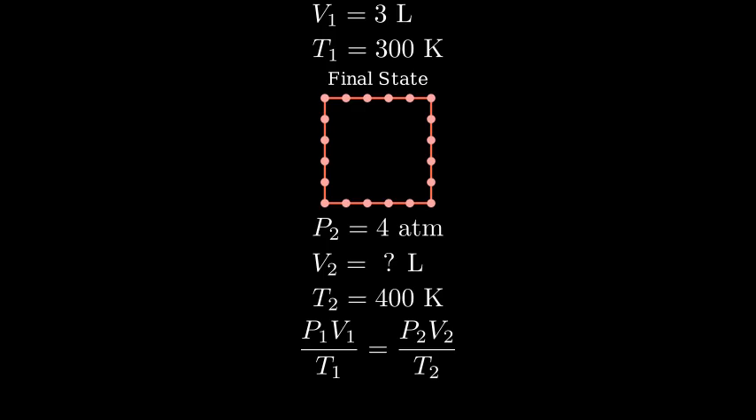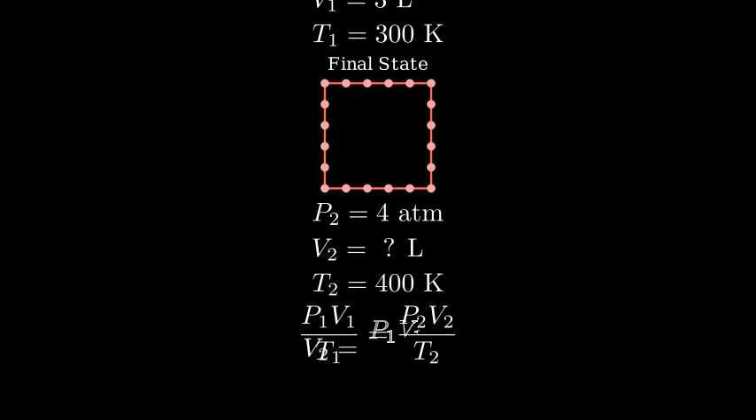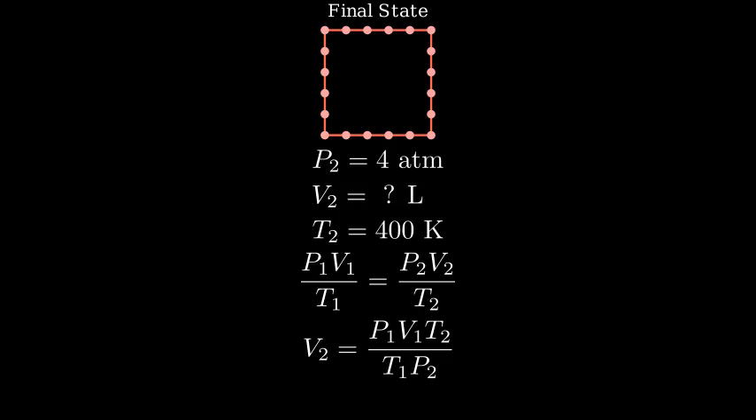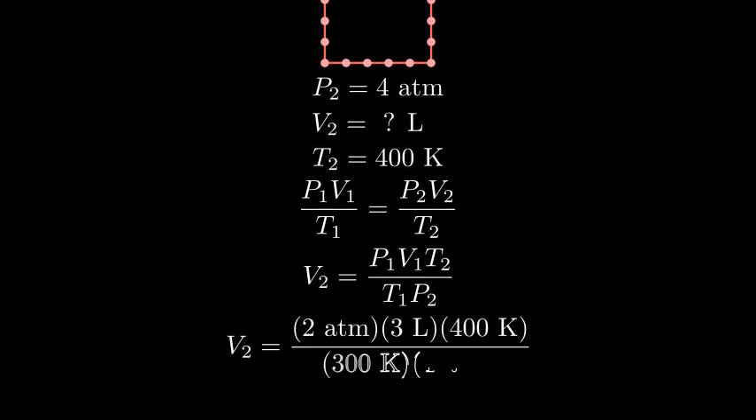To find V2, let's rearrange the equation. First, multiply both sides by T2. Then divide both sides by P2. This gives us our formula for V2. Now, let's plug in our values. P1 is 2 atmospheres, V1 is 3 liters, T2 is 400 Kelvin, T1 is 300 Kelvin, and P2 is 4 atmospheres. Let's solve this step by step.